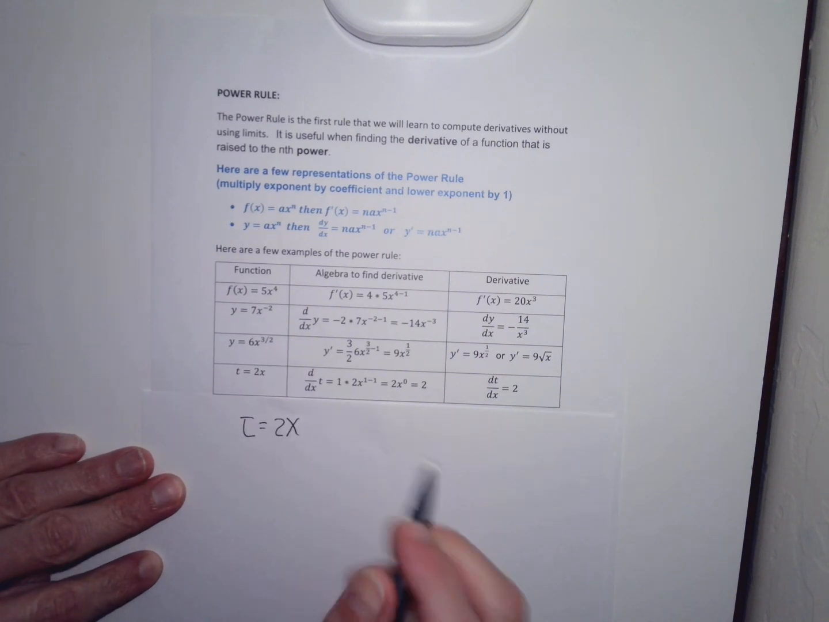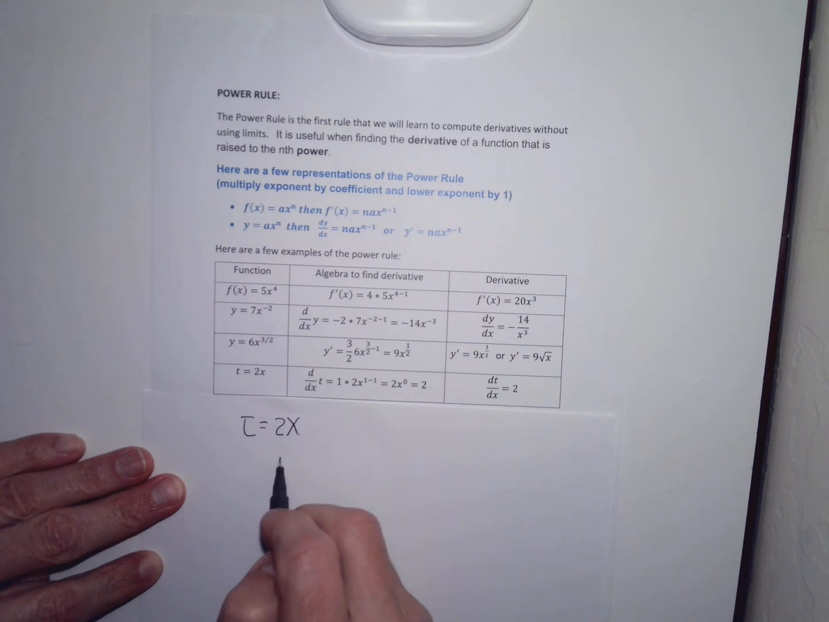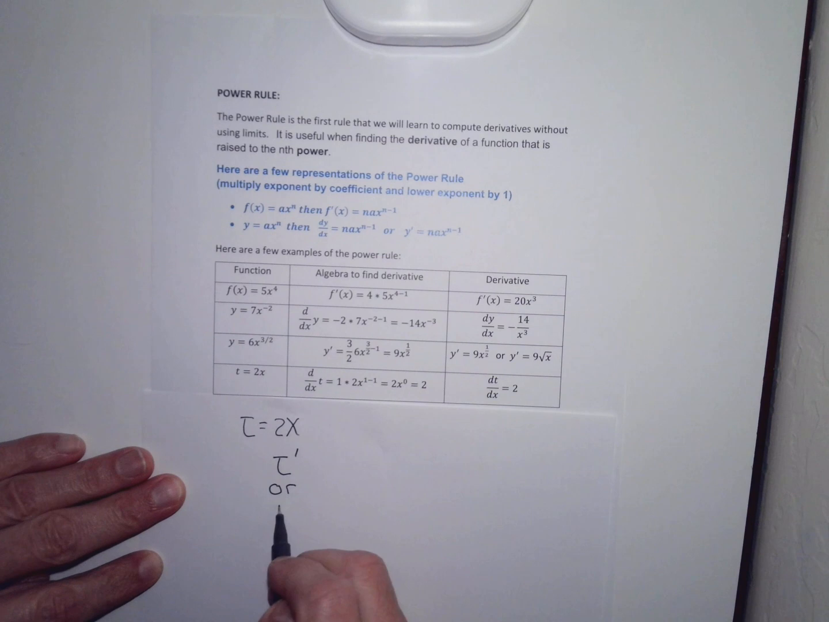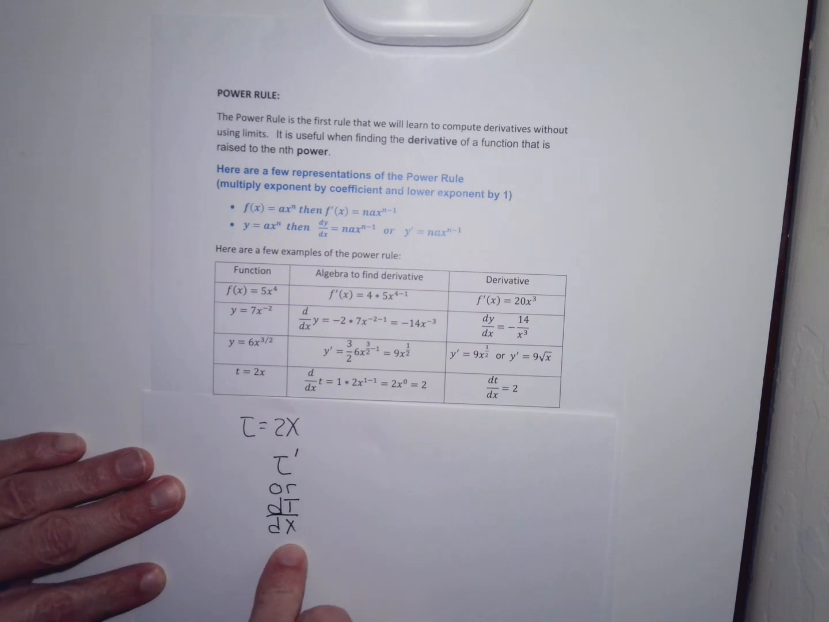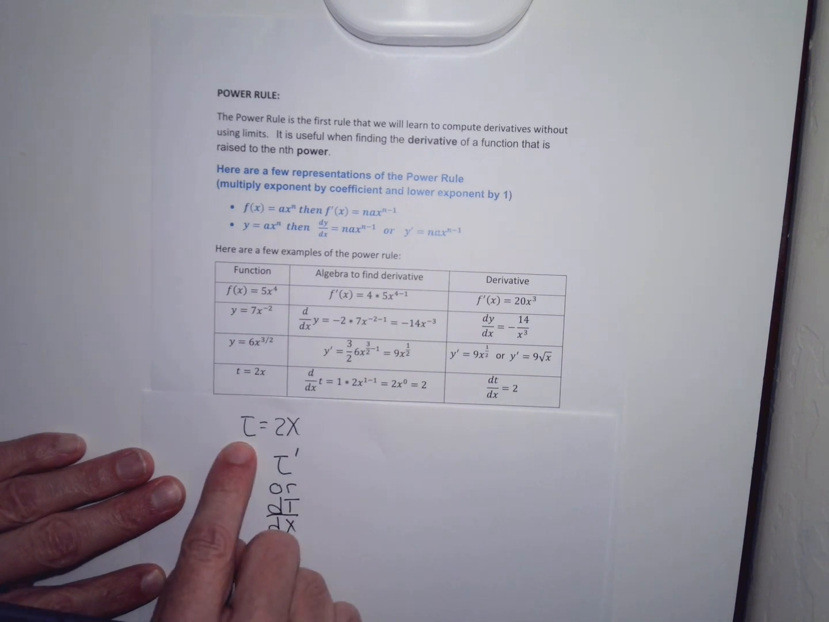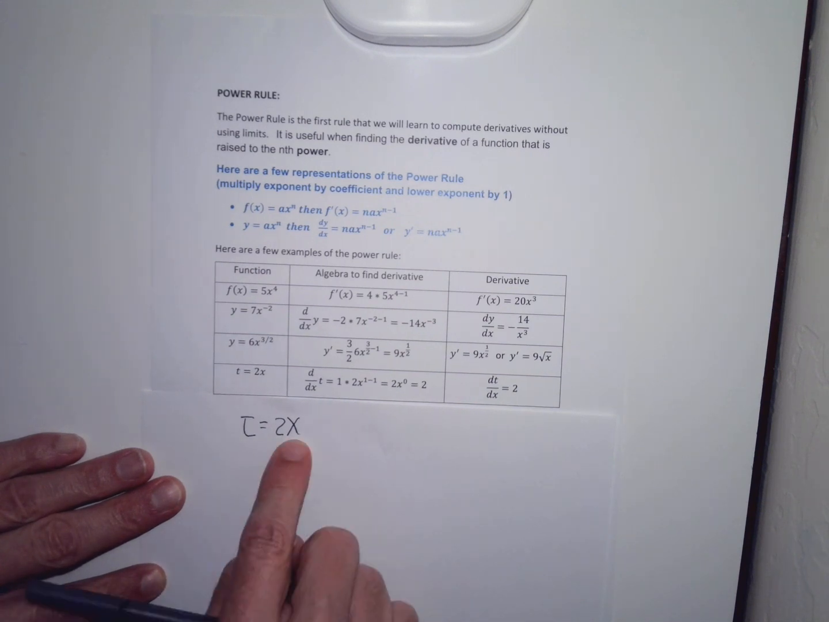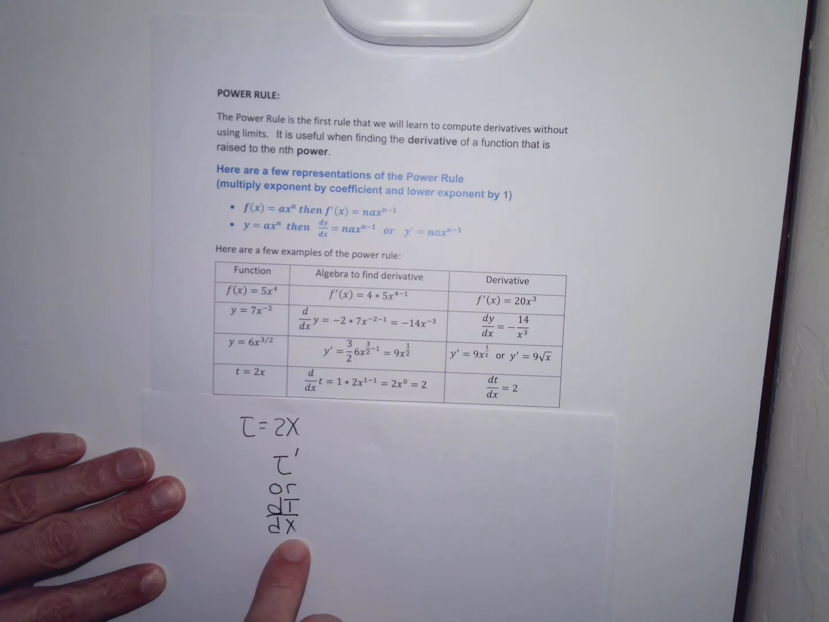So now I'm going to take the derivative. I could either write t prime, or I can write dt dx for my derivative. I like the prime, but this dt dx is going to come up in chapter 4, so I'll bring it up from time to time. It's always the d notation. In the numerator, it's the letter to the left of the equal sign. In the denominator, it's the letter to the right of the equal sign.